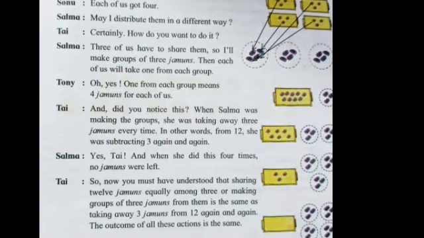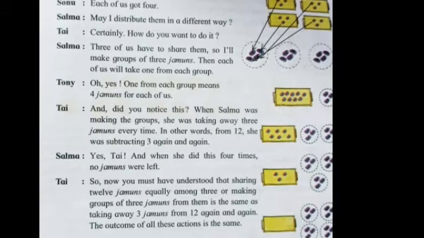Now Tony is telling that, oh yes, one from each group means 4 jamuns for each of us. Tai: And did you notice this? When Salma was making the groups, she was taking away 3 jamuns every time. In other words, from 12, she was subtracting 3 again and again. Salma: Yes, Tai. And when she did this 4 times, no jamuns were left.